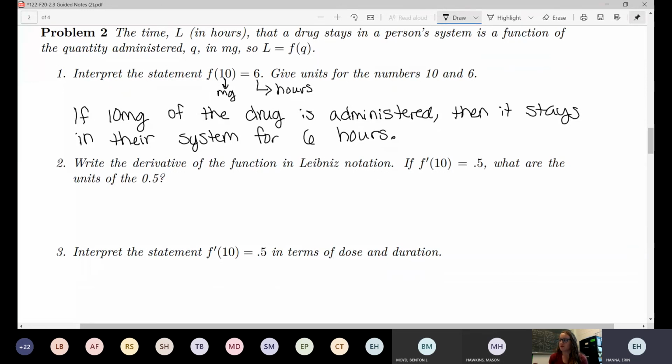And now we get on to the derivative pieces, because now we're asked to write the derivative of the function in Leibniz notation. Let's take care of that first. If we have that L equals F of Q, it means our L acts as our Y value, so we would have dL over dQ.